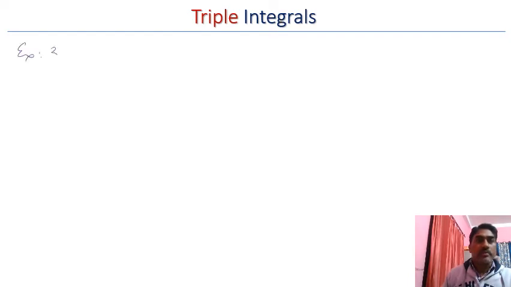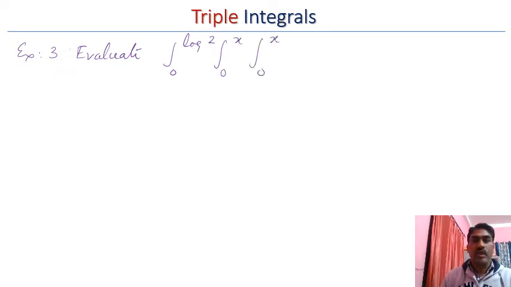Evaluate the integral from 0 to log 2, then 0 to x, and then 0 to x plus log y of e to the power x plus y plus z dx dy dz. Log is the natural log unless otherwise specified. Again, remember that we discussed that when the limits are variable, they are assigned to x, y or z systematically.